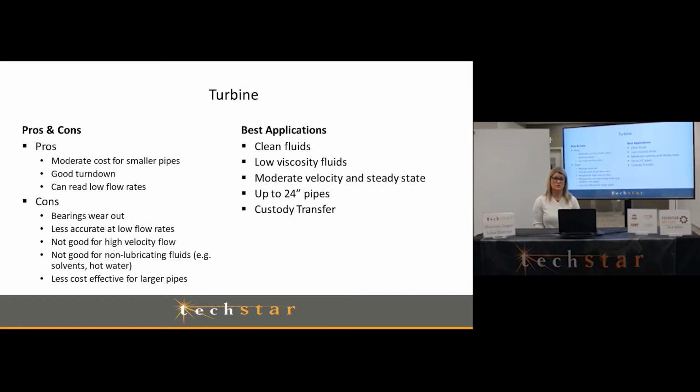Just as I mentioned, your 6-inch meter is going to be significantly more expensive than a 2-inch meter because you have to buy a meter that's as large as the line size. They can be used for custody transfer, however, and have been for many years, so they can be very accurate.